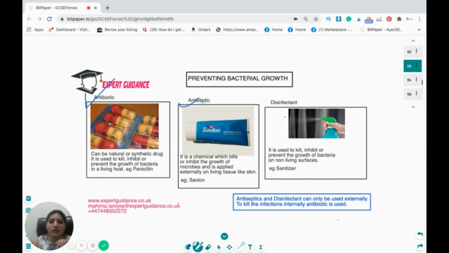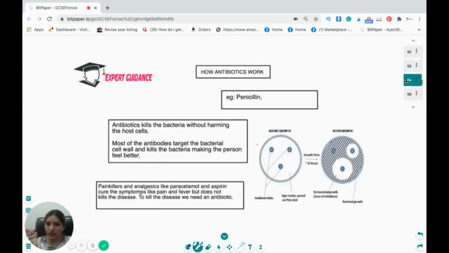Antiseptics like Savlon, Betadine. It is a chemical which kills or inhibits the growth of microbes when you are applying it on living tissues or the skin. Example, Savlon. Disinfectant is used to kill or inhibit or prevent the growth of bacteria on non-living surfaces. So we sanitize all the working tables, all the non-living things. So we use the disinfectant. Antiseptics and disinfectants can only be used externally. To kill the infection internally, we have to use the antibiotics.